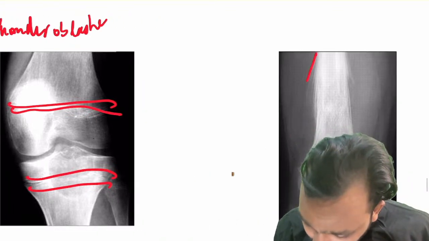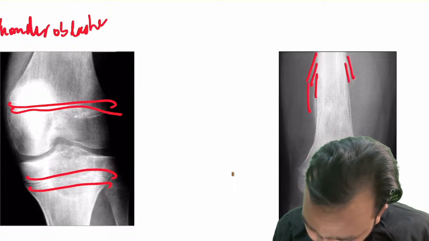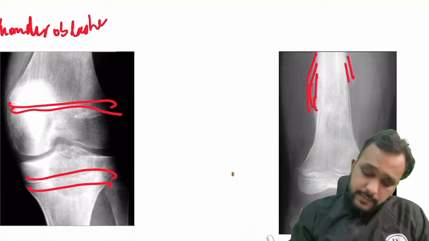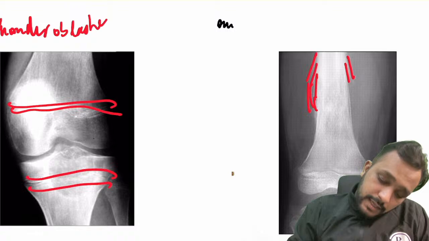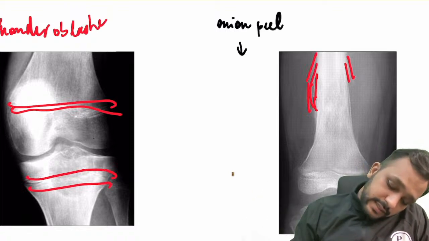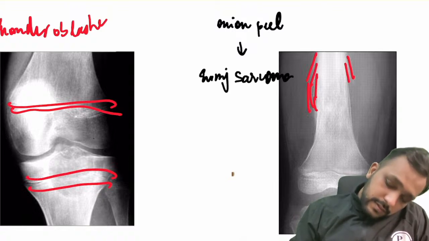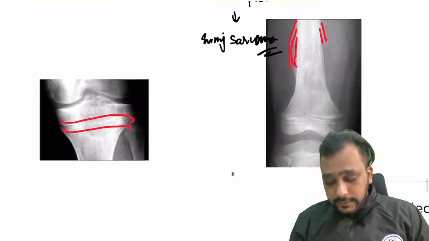Now here in this image we can see an onion peel type of periosteal reaction, and this onion peel type of periosteal reaction is seen in patients with Ewing's sarcoma.